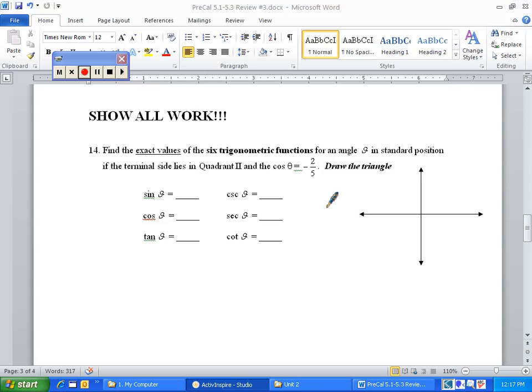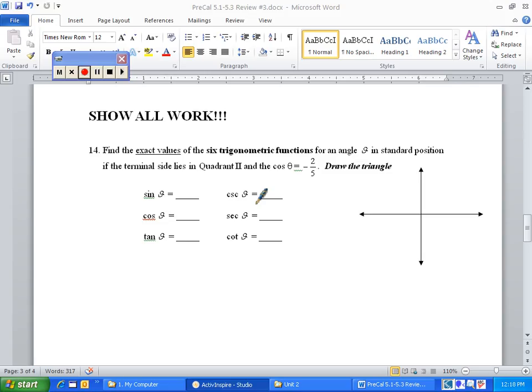Alright, tangent is going to be opposite over adjacent, which is square root of 21 over negative 2. That can stay just like that. But for cotangent, it'll be negative 2 over the square root of 21. Again, you will have to rationalize, making your final answer negative square root of 21 over 21. So these are your answers that you had to find.